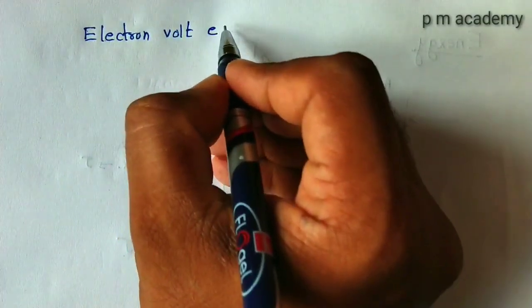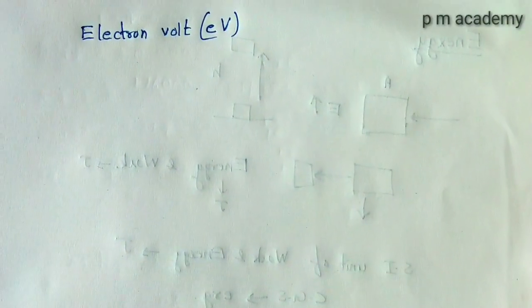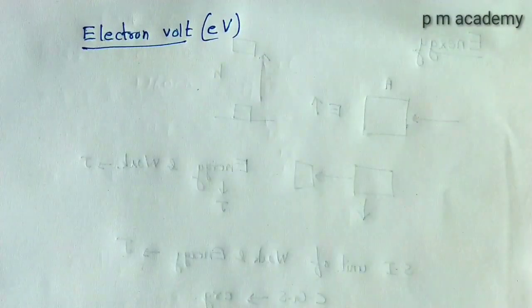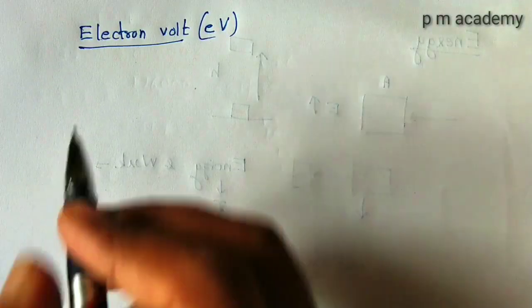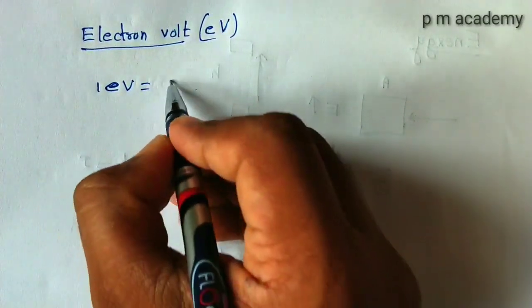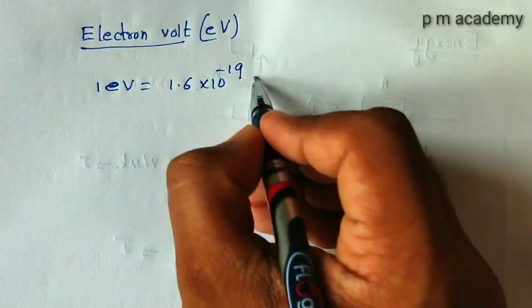electron volt, represented by small letter e and capital letter V. EV, electron volt. What is electron volt? Electron volt is a unit of energy that is used for measuring a very small amount of energy, usually the energy stored in an atom, electron, protons, etc. 1 electron volt is a very small unit. 1 electron volt is equal to 1.6 into 10 raised to minus 19 joule.